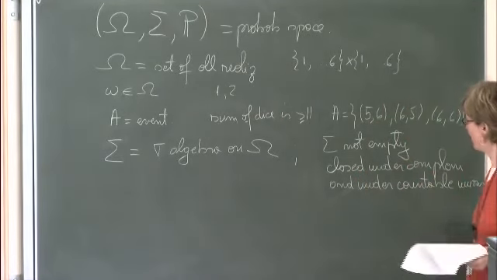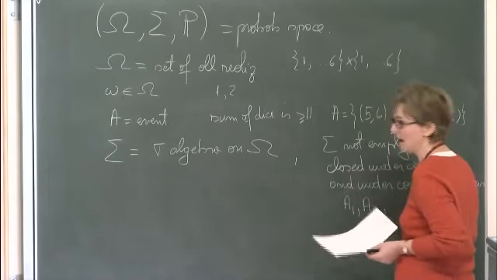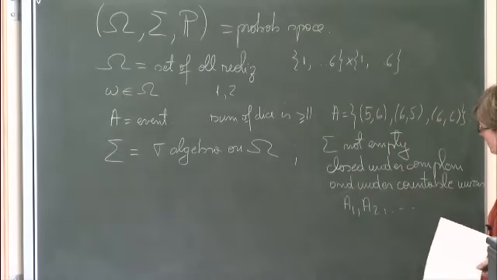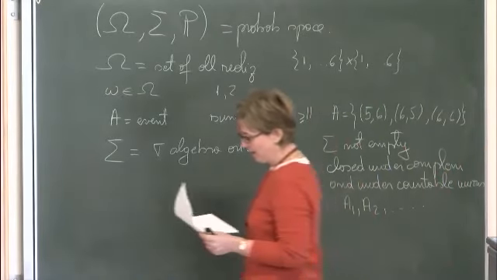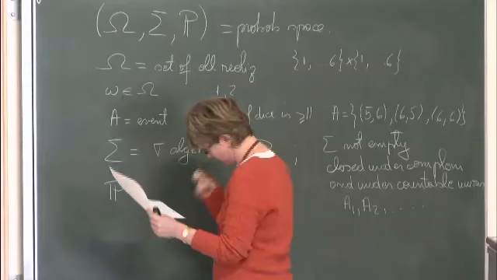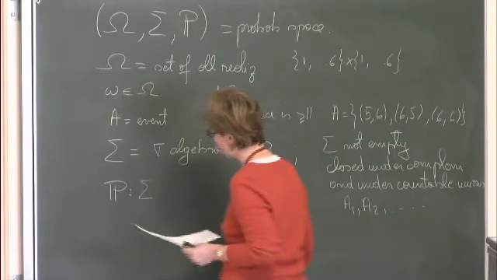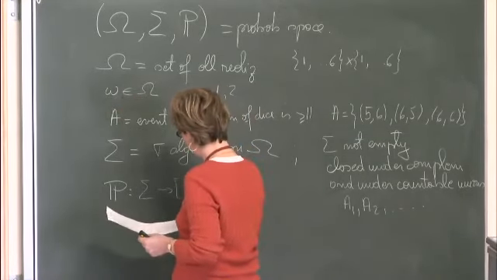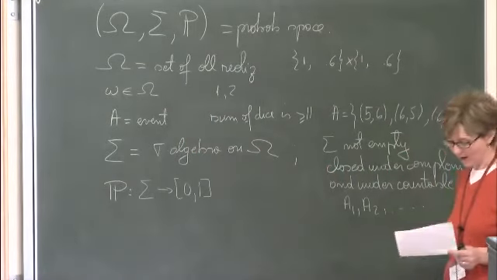So that means that if I have A1, A2, and so on, all these events in sigma, then the union of these is going to be in sigma. Now P is the probability. So this is like a measure. It's the probability that acts on the sigma algebra and takes values in [0, 1].